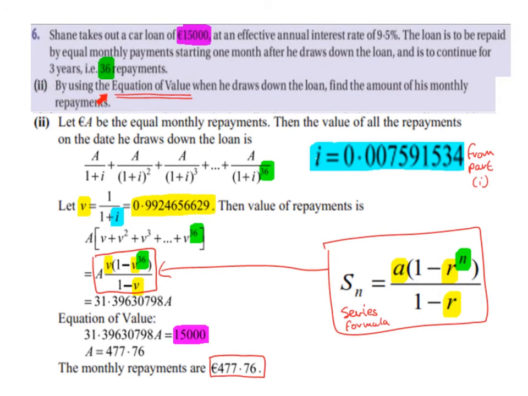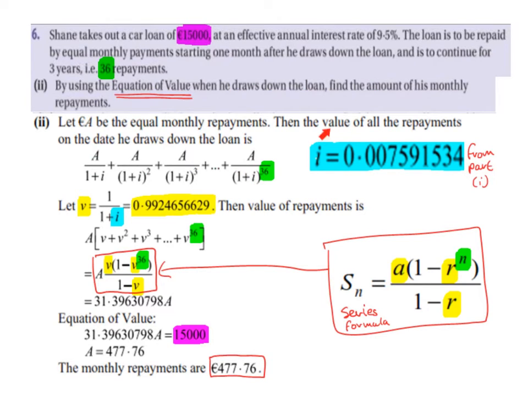Part 2. By using the equation of value, when he draws down the loan, find the amount of his monthly repayments. So we let €A be the equal monthly repayments, then the value of all the repayments on the date he draws down the loan is A over (1 plus I), plus A over (1 plus I) squared, plus A over (1 plus I) cubed, plus dot dot dot A over (1 plus I) to the power of 36. We imagine continuing writing this out all the way up to the power of 36.